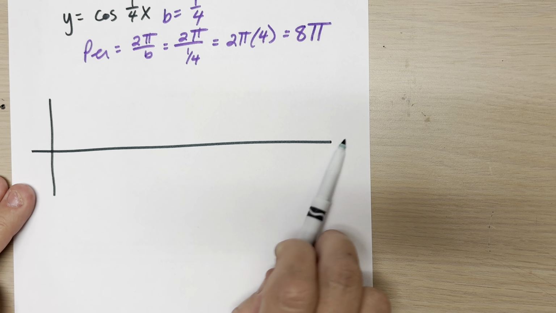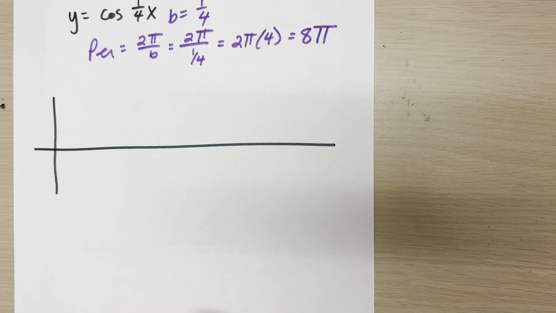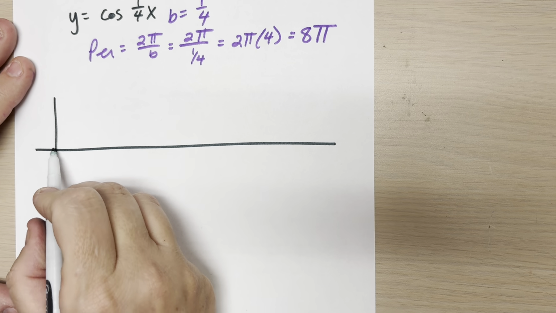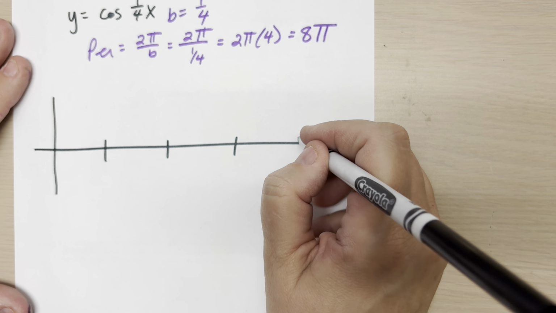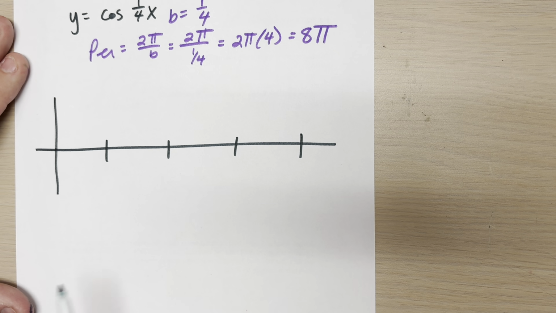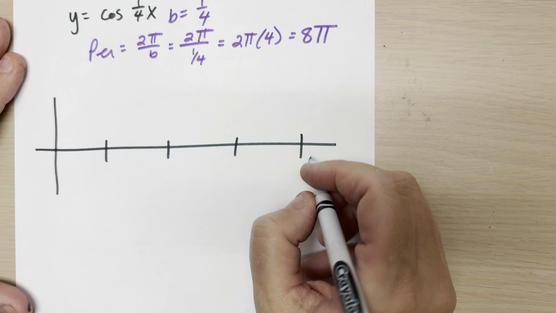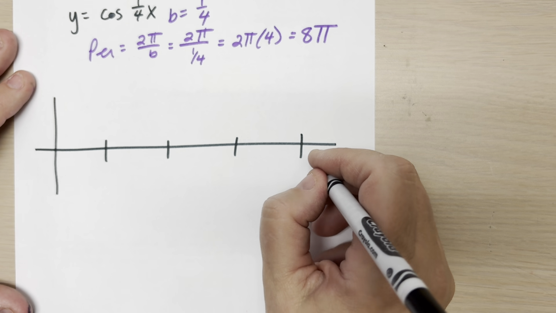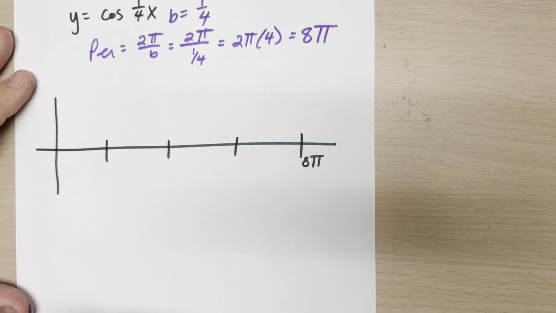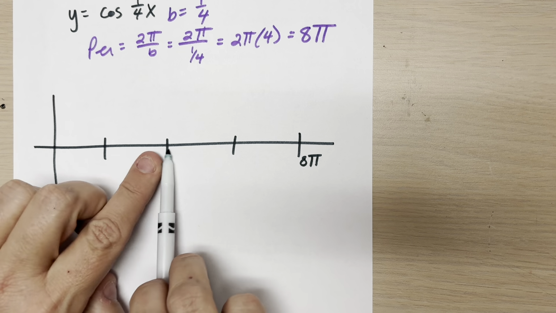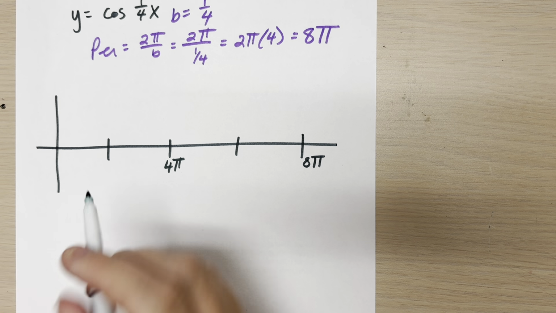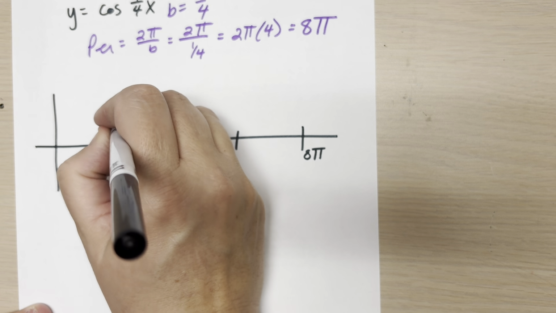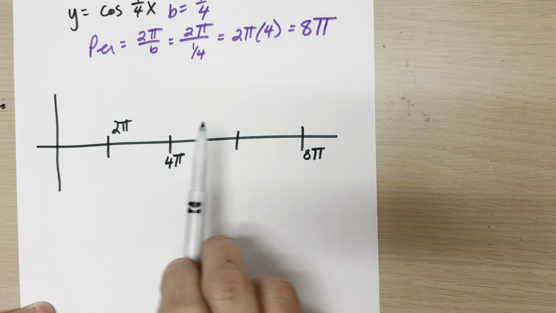Now, before you start marking off things here, think about the points that you're gonna be using, right? So we can go ahead and do our 1, our start point, 2, 3, 4, 5. Remember, there's always 5 of these points. I know I'm ending at 8 pi, and this is cosine, so it's gonna end up high over here. So I'll write my 8 pi down here. Halfway is gonna be 4 pi. Halfway here is gonna be 2 pi. 2 pi, 4 pi, 6 pi.